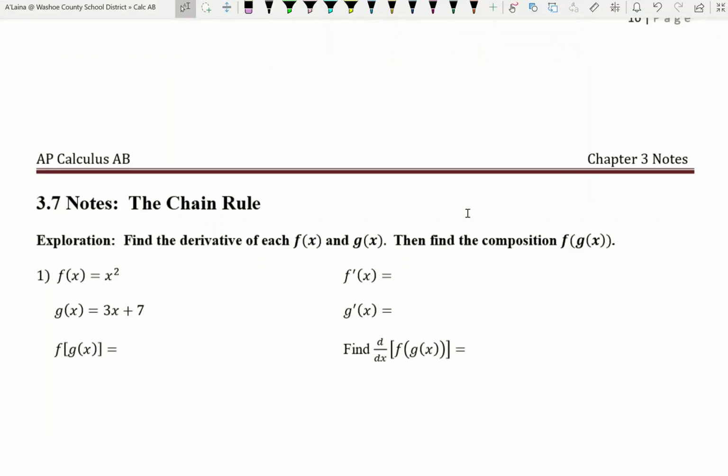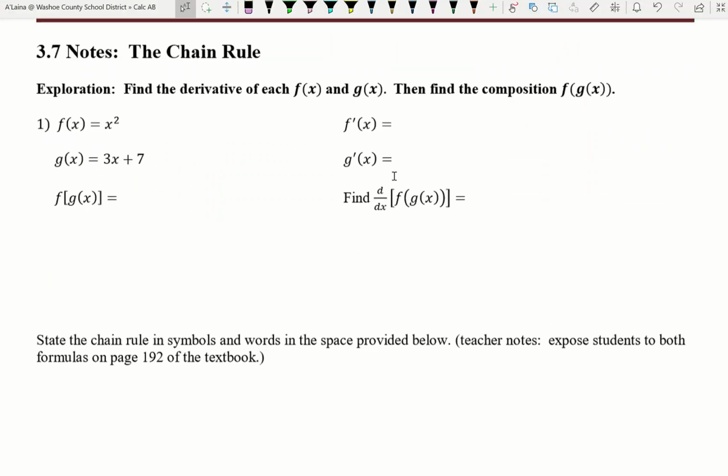All right, welcome to the 3.7 notes on the chain rule. So as we start, we just want to take a look at some compositions of functions and see if we can find a relationship between the derivatives of each individual function and the derivative of the composition.